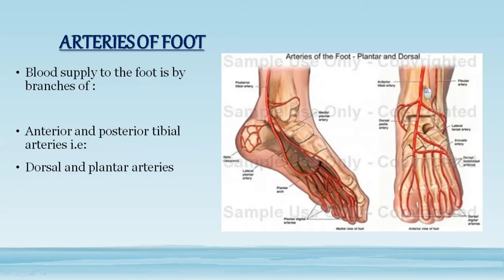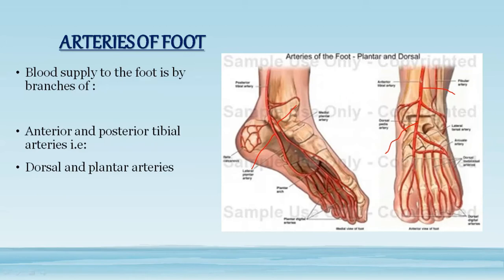This is the anterior tibial artery. The branch of the anterior tibial artery is the dorsalis pedis artery. And the second is the posterior tibial artery. The branches of the posterior tibial artery which supply the foot are the plantar arteries, that is, the medial and lateral plantar arteries. So the blood supply is mainly through the branches of the anterior and posterior tibial arteries, that is, the dorsalis pedis artery.